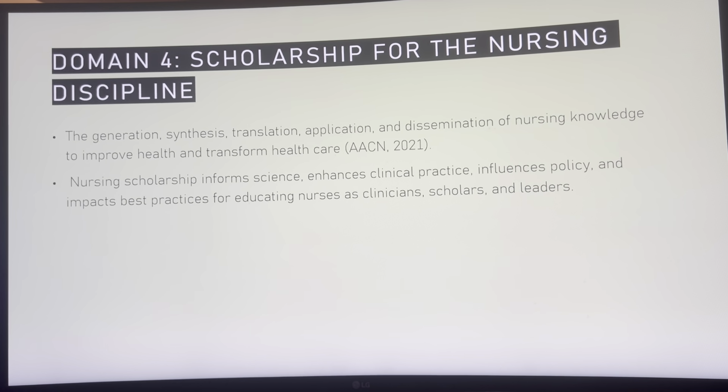Domain 4, scholarship for the nursing discipline, is a synthesis, translation, application, and dissemination of nursing knowledge to improve health and transform healthcare. The nursing scholarship informs science, enhances clinical practice, influences policy, and impacts the best practice for educating nurses and scholars and leaders. Basically, it's the delivery of nursing service with evidence applied to the nursing discipline in order to solve healthcare problems.